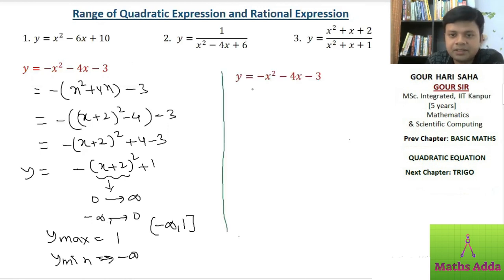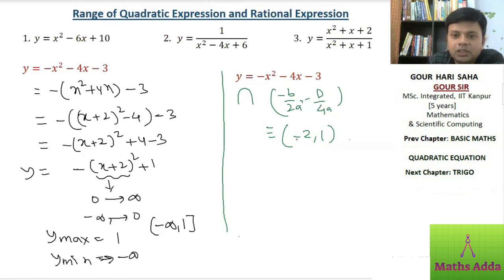First thing is it is minus sign, so it will open downward and the vertex will be minus b by 2a comma minus d by 4a, right? So what is the vertex? Vertex is minus b by 2, that is minus 2, and what is minus d by 4a? Minus d is minus 4 by minus 4, that is 1. So minus 2 comma 1. Now I know it opens downward, and the vertex is minus 2 comma 1, then we can plot it.